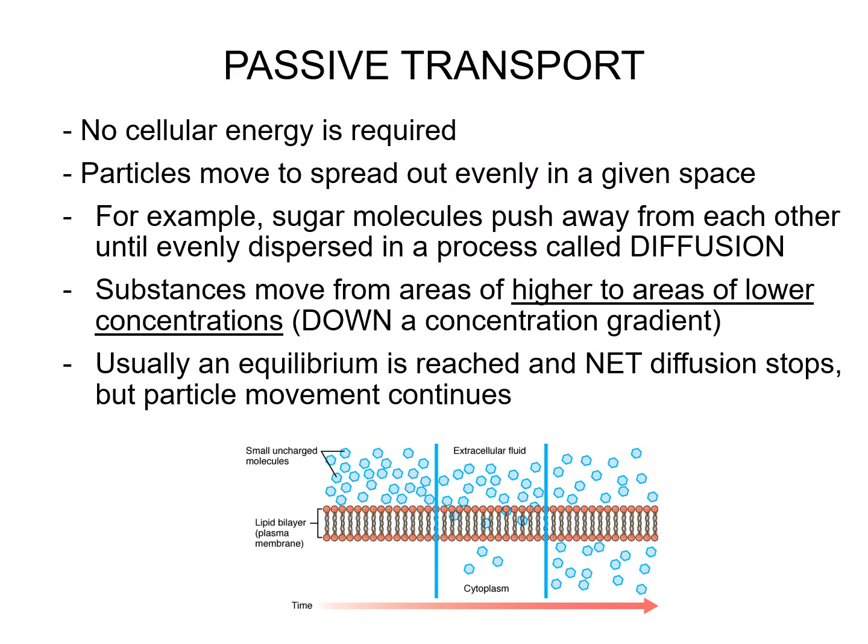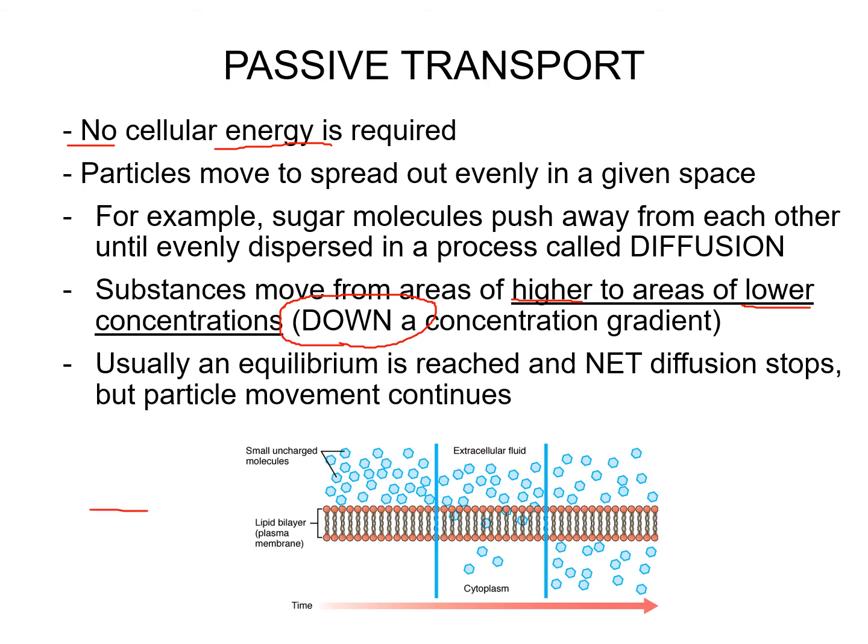This slide is just showing us the highlights of what we've already talked about with passive transport. Remember, the big key thing with passive transport is that no energy is required. We do not need ATP for this to happen. What we're going to be doing is having these particles move from a higher concentration to a lower concentration, so it's going down the concentration gradient. And this happens naturally. The particles are constantly going to move.